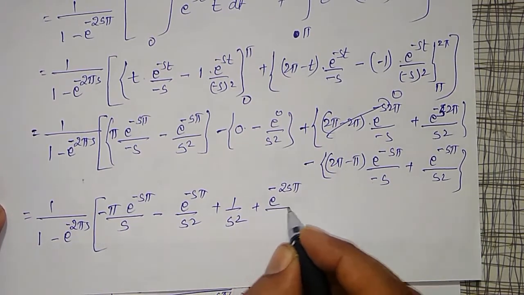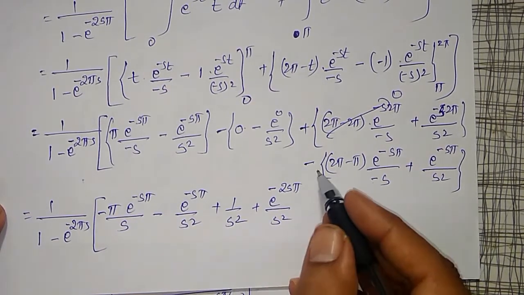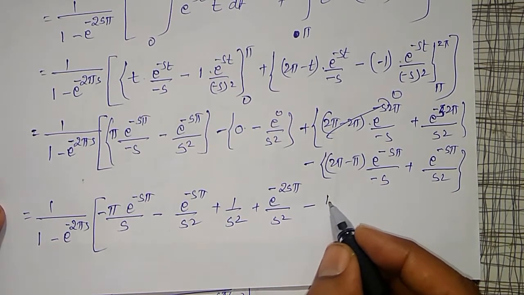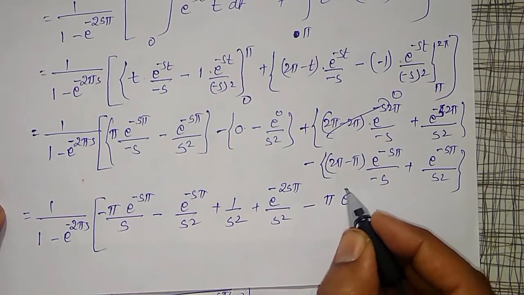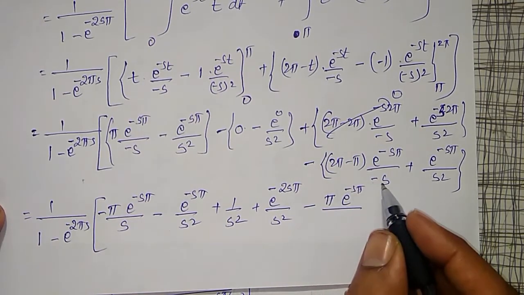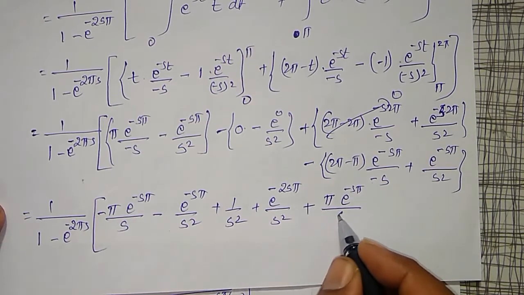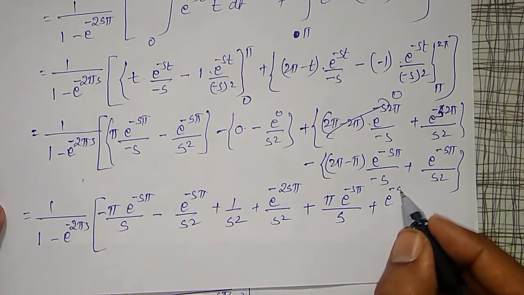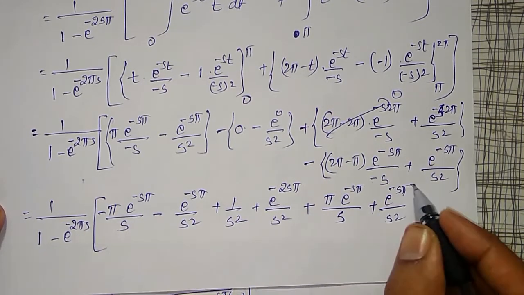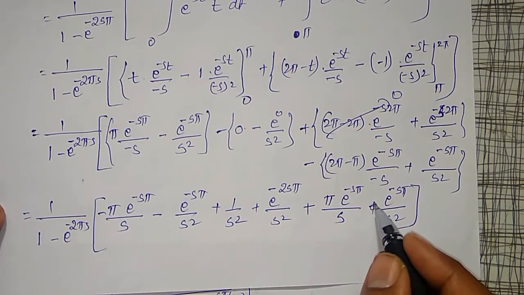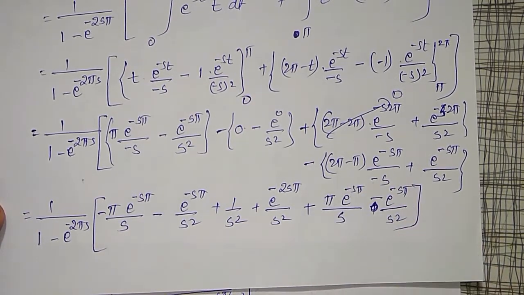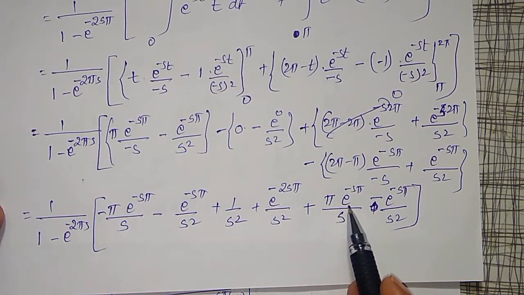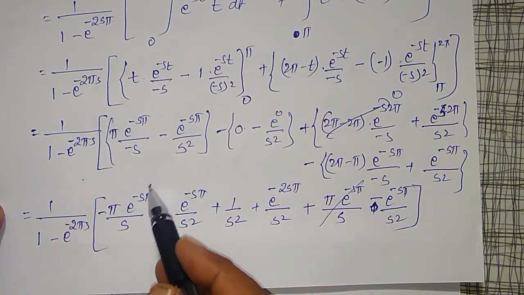And here 2 pi minus pi is pi into e to the power minus s pi divided by minus s, minus of minus plus, I can write plus e to the power minus s pi by s square. And this should be minus pi by s, e to the power minus s pi, and pi into e to the power minus s pi divided by s, one is plus, the other is minus.